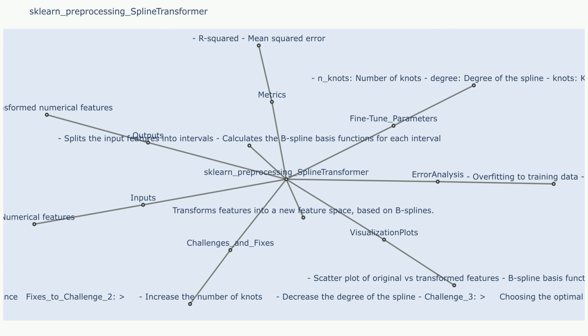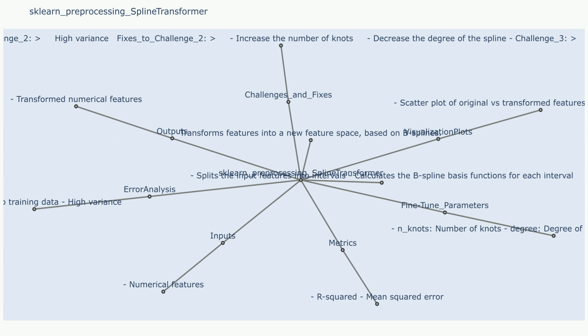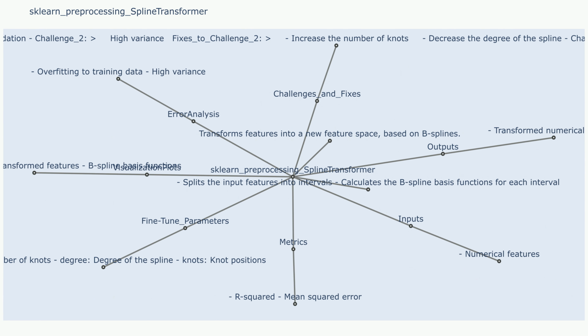Challenges and fixes. Challenge 1: overfitting. Choosing too many knots or a high degree of the spline can lead to overfitting, where the spline model fits the training data too closely and performs poorly on unseen data. Sample use case that resulted in challenge 1: a dataset with a small number of data points where a high degree spline with many knots is used, leading to a model that captures noise in the training data but generalizes poorly.